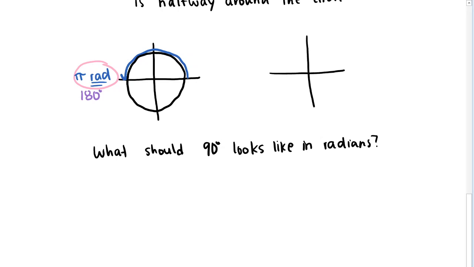Right, so here, let me draw this picture. If I have this circle here, we know 180 degrees would be halfway around the circle, and this would correspond to pi radians. Well, 90 degrees would be half of that. And so pi over 2 radians would correspond to 90 degrees.